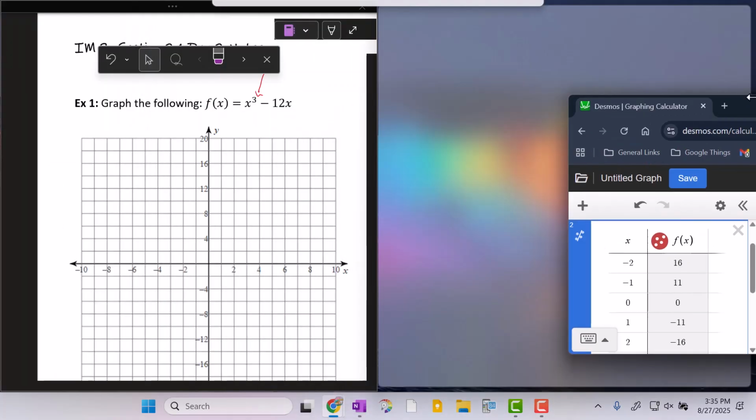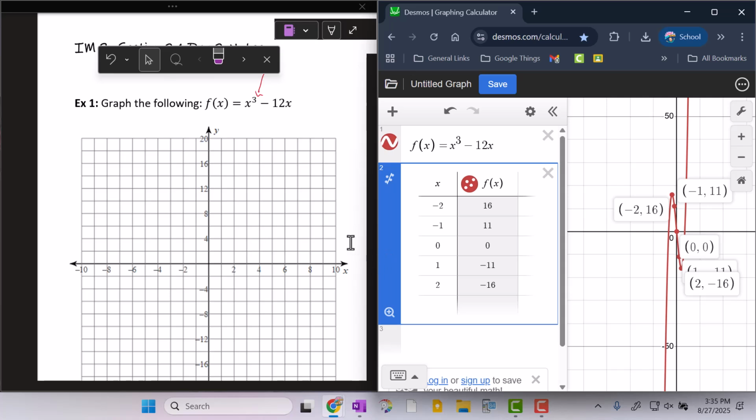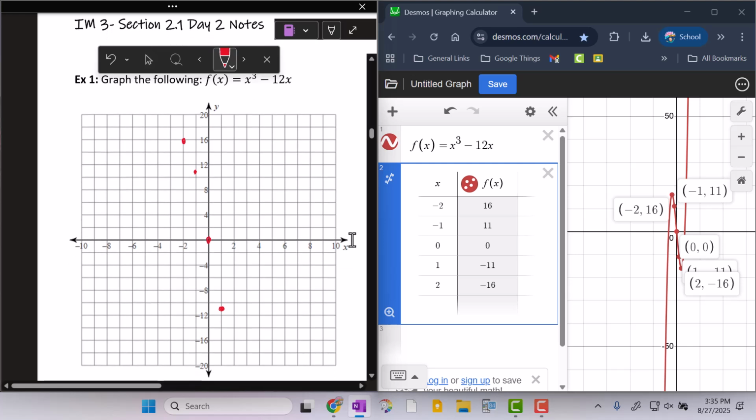So let's graph those points. -2, 16, -1, 11, 0, 0, 1, -11, that would be here, and 2, -16.